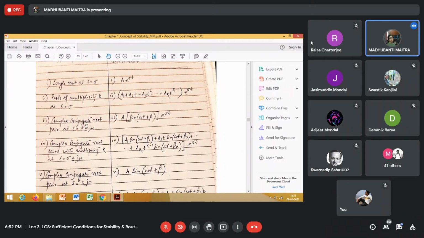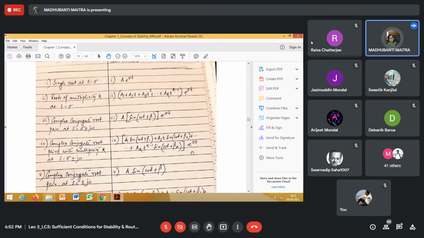Okay. Now let's first focus on the first four types of roots, case 1, case 2, case 3, case 4. You see that all the response terms contain e to the power sigma t. Here e to the power sigma t, here e to the power sigma t. So what are the locations of the roots?